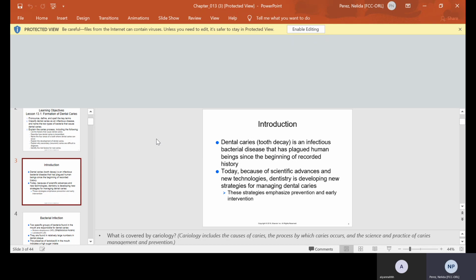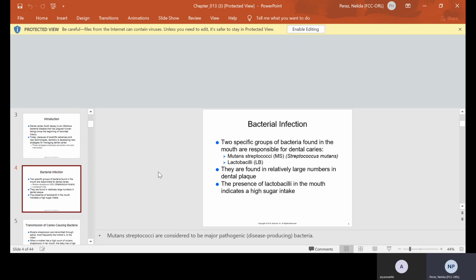So, starting with dental caries, also known as tooth decay, is an infectious bacterial disease that has plagued human beings since the beginning of recorded history. Today, because of scientific advances and new technologies, dentistry is developing new strategies for managing dental caries. These strategies emphasize prevention and early intervention.